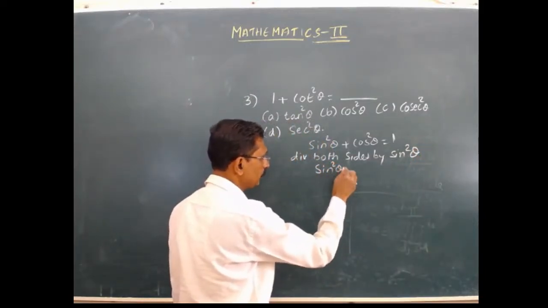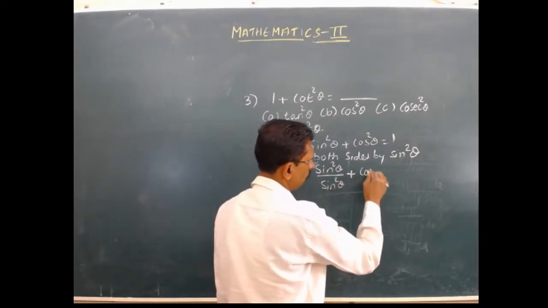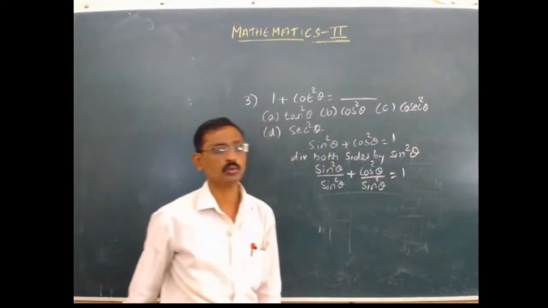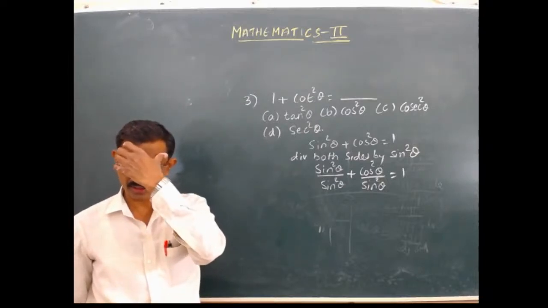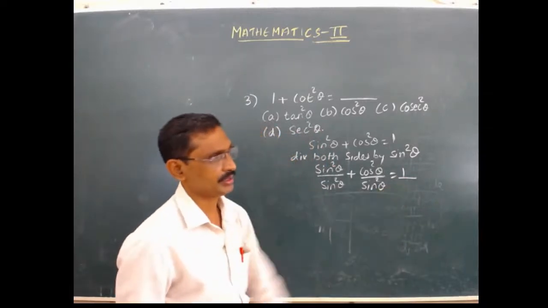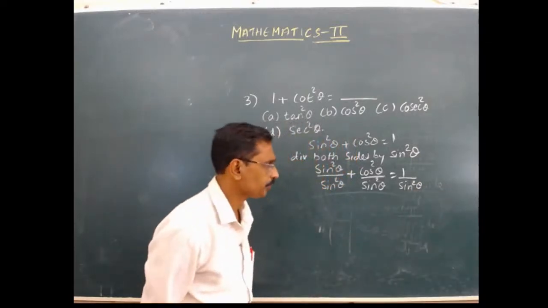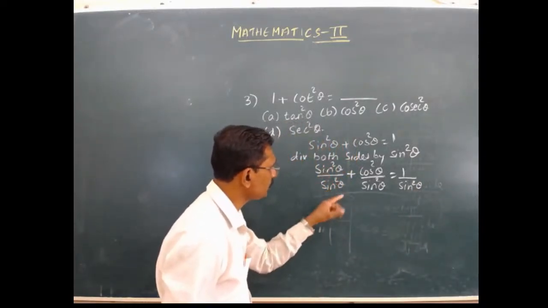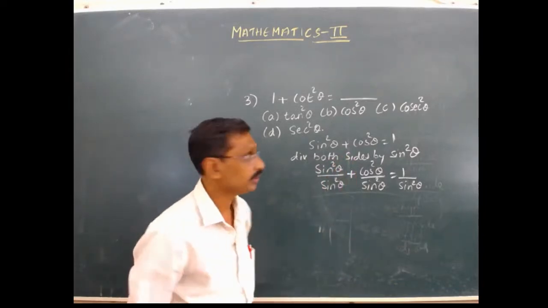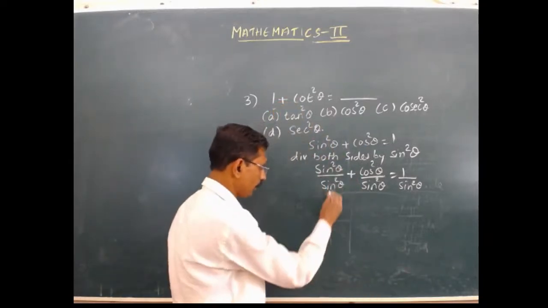Therefore, sine square theta upon sine square theta plus cos square theta upon sine square theta is equal to 1. Look at this very carefully. Here I have to divide it by sine square theta. Now sine square theta and sine square theta, I get 1. As I need over here is 1, I got that 1 with me. So I get 1 here.